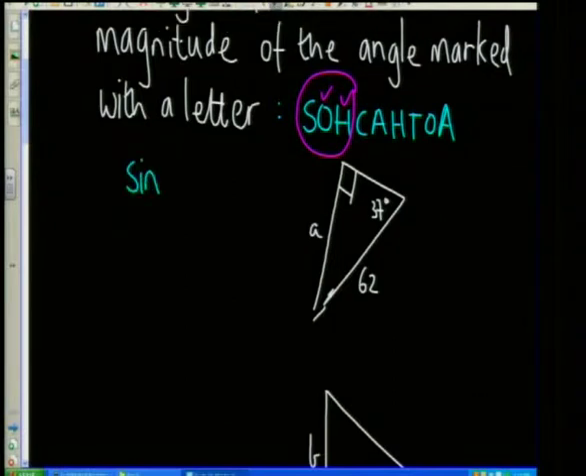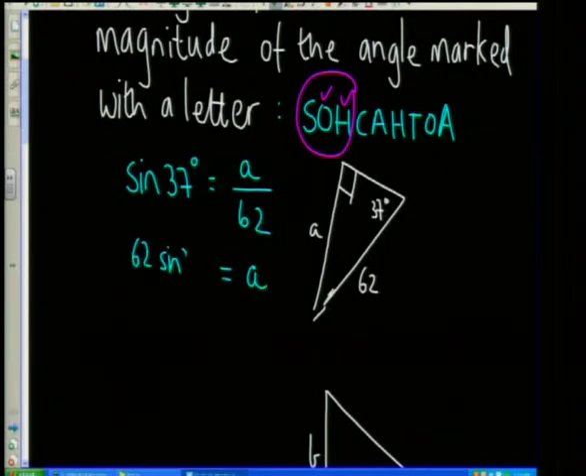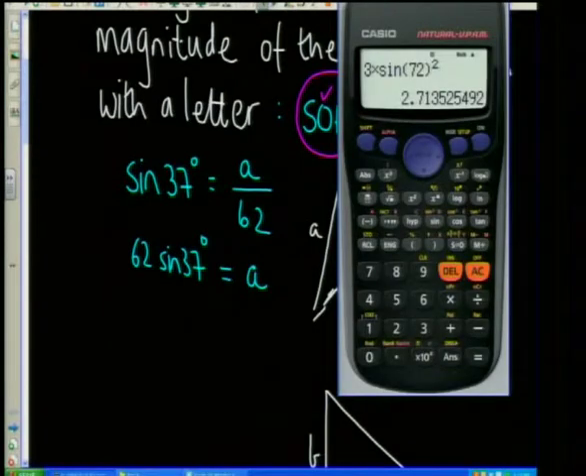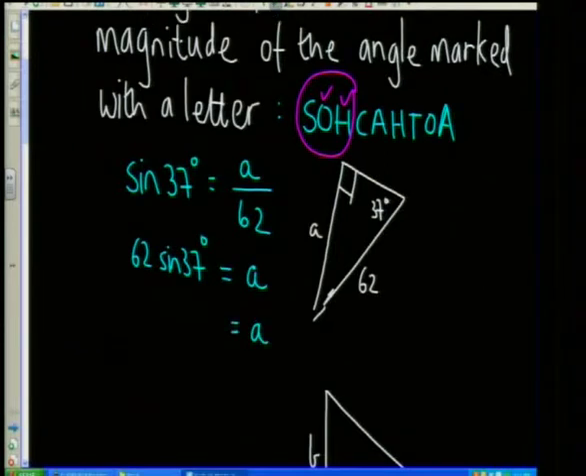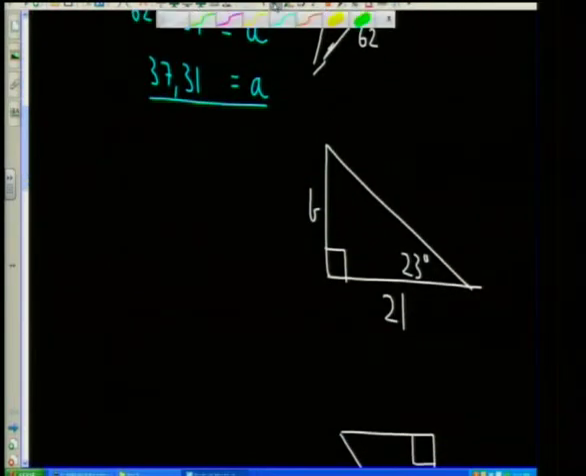The sine of 37 is equal to the opposite over the hypotenuse, which is 62. And now we need to solve for that equation. So we've got A is equal to 62 sine 37. Once we're at this stage, we can now use the calculator. 62 multiplied by sine 37, and that gives us 37,31. So A is 37,31, whatever units they are giving us, in which case it doesn't have a unit at this stage, but this length here is 37,31.